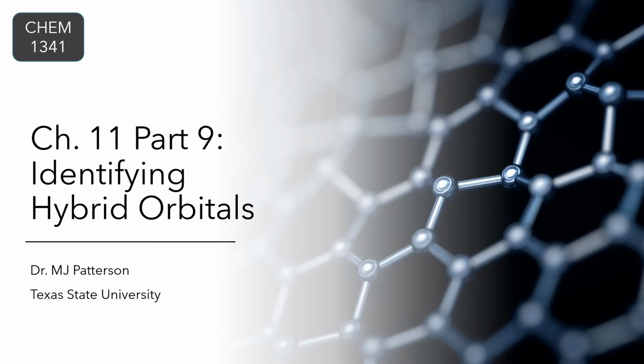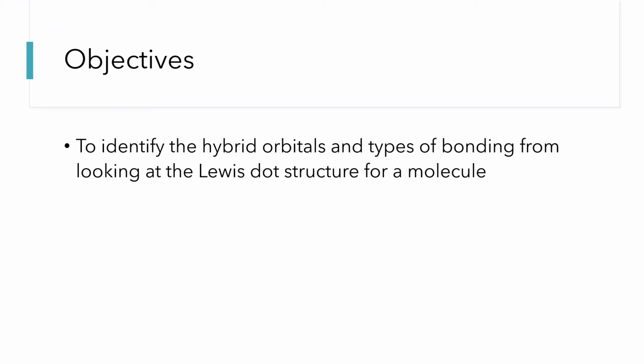The previous video talked about the concepts behind how you create hybrid orbitals. This video is going to look a little bit more closely at identifying the hybrid orbitals in a molecule. Our main objective is to identify the hybrid orbitals and also the types of bonding by looking at the Lewis dot structure for a molecule or possibly even a VSEPR structure.